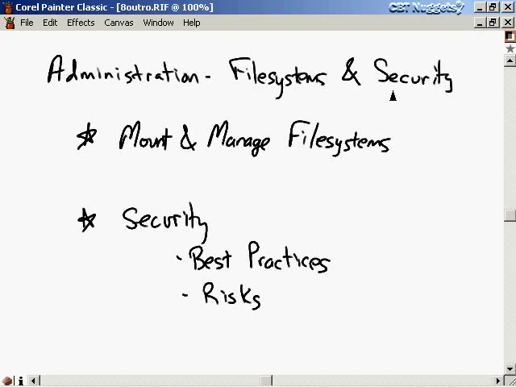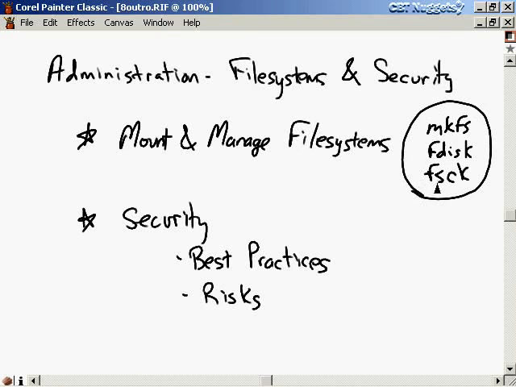Let's wrap up this nugget with a review of what we talked about. We talked all about the administration of file systems and security in Linux. First, we talked about mounting and managing file systems and partitions and devices on your system. And to do that, we learned the commands makefs to make a file system or format a disk. Then we talked about the fdisk command and the fscheck command. And don't forget, all three of these commands can be really dangerous and wipe out data on your disk, so be sure you know exactly what you're doing before you use those. Then we talked about the mount and unmount commands, and the df and du commands to examine how much space was used in your file systems and on your disks.